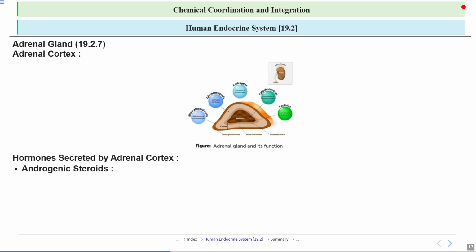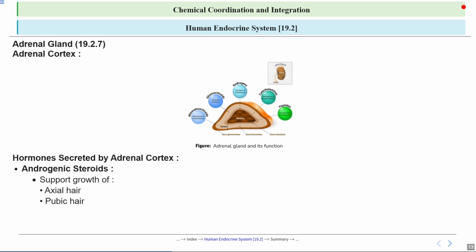Let's talk about androgenic steroids like testosterone. They help in the growth of axillary hair and pubic hair during puberty. These hormones are produced mainly by the testes in boys and ovaries and adrenal glands in girls. They play a crucial role in the development of secondary sexual characters such as growth of body hair, which is one of the signs that a boy is becoming more and more mature.